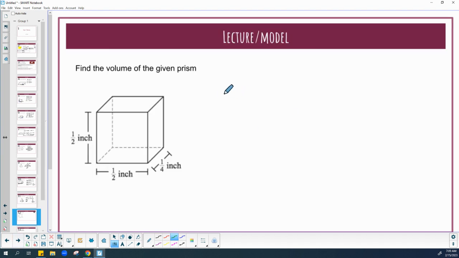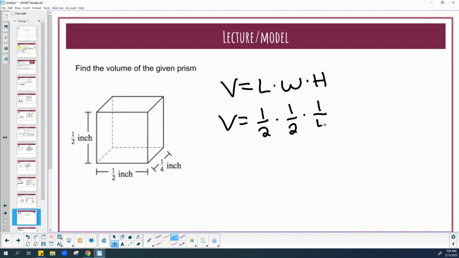All right, find the volume of the given prism. Just like with our math starter, volume is length times width times height. 1/2 times 1/2 times 1/4. All right, the top numbers are easy. 1 times 1 is 1, times another 1 is just 1.